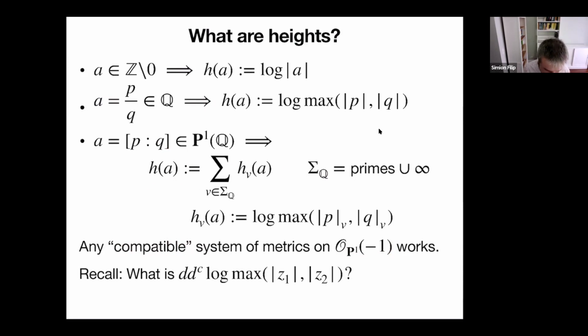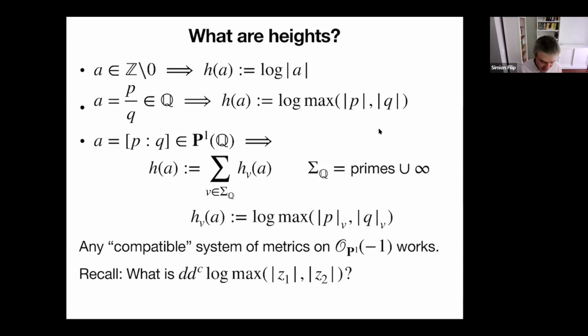So these heights are not unique. This is one definition, but you can axiomatize it, and any function that agrees with this one up to some bounded error is also a height function. And ultimately, for example, if you take the prime at infinity and you look at this function on the total space C2, log max of Z1, Z2, and take its Laplacian, dd^c, you're going to get a closed positive current.